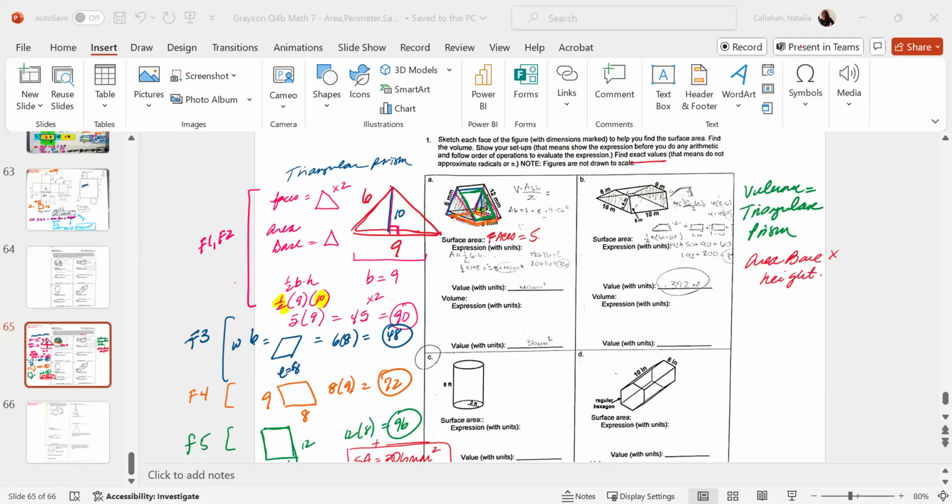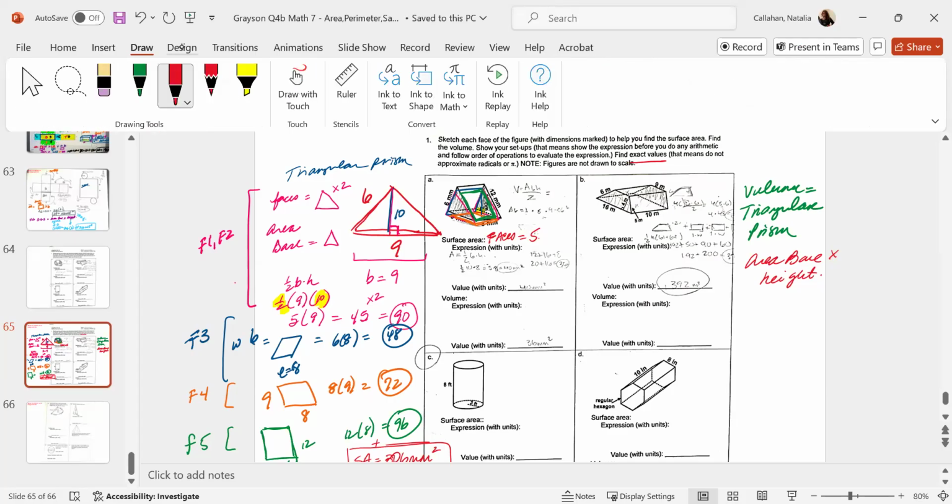So then what's the area of the base? You already found this before, in the first one, in surface area. Which one's the area of the base? The area of the base trapezoid. The area of the base of a triangular prism is a trapezoid.